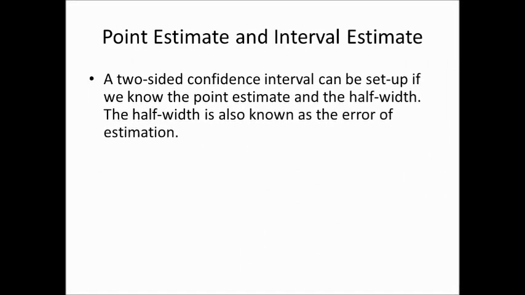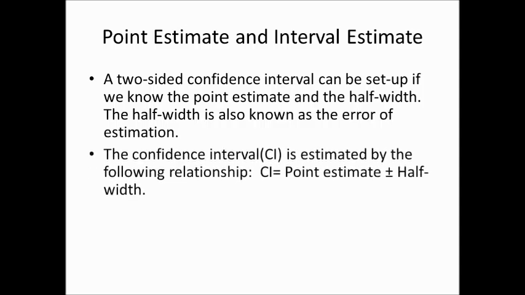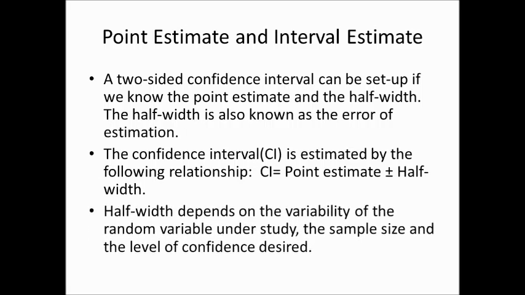We can set up a two-sided confidence interval if we know the point estimate and the half width. The half width is also known as the error of estimation. So the confidence interval is estimated as the point estimate, then we add the half width to get one end of the interval and subtract it to get the other end of the interval. Half width depends on the variability of the random variable in the study, the sample size used to estimate the sample average, and the level of confidence desired.